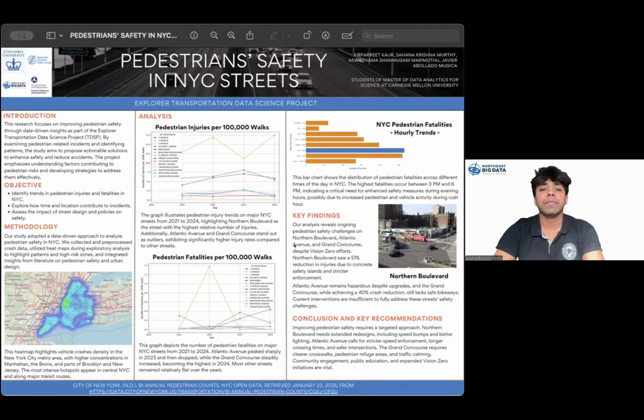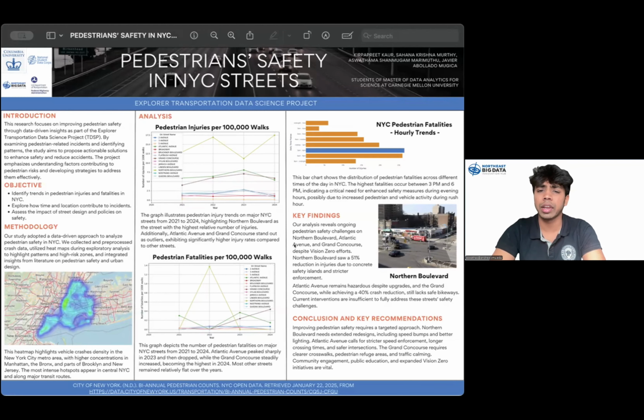Thank you, Javier. We extended our analysis to pedestrian fatalities per 100,000 walks over the same time period as injuries. Our findings reveal that Atlantic Avenue saw a sharp peak in 2023 before declining, while Grand Concourse steadily increased, becoming the most dangerous street in 2024. Most of the other streets remained relatively stable over the years.